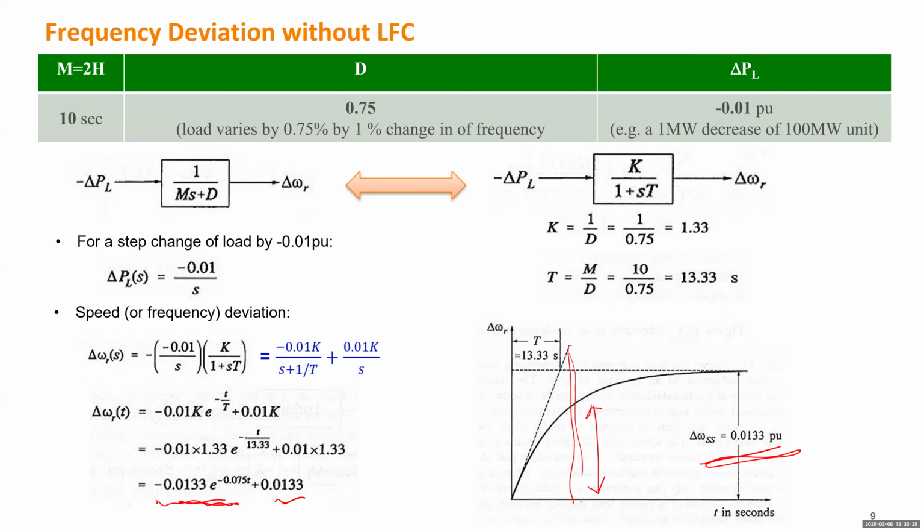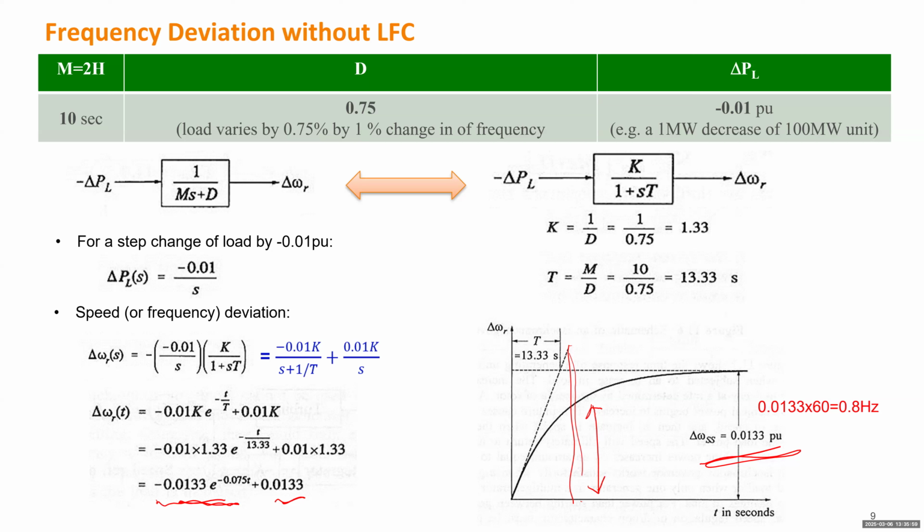That sounds pretty small. But if we translate that value into hertz, it is 0.8 hertz. That's too bad, right? If you compare this to what we define for normal frequency, 0.8 hertz may already start tripping some protection. But think about it, we only changed the load by 1% of the unit. This example tells us it's very critical to have load frequency control.